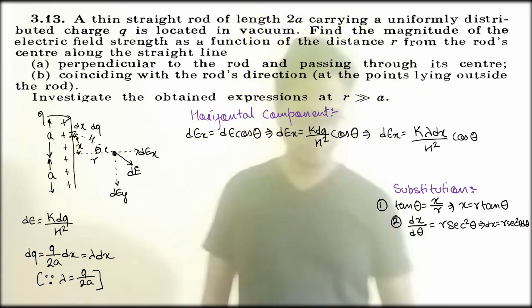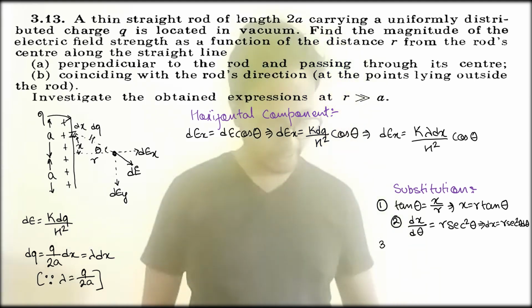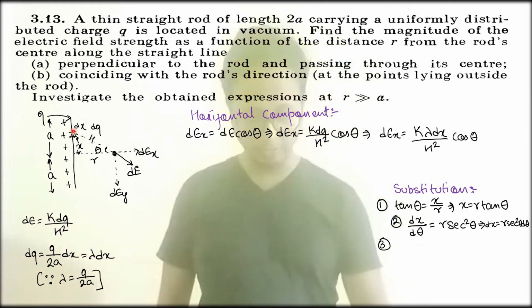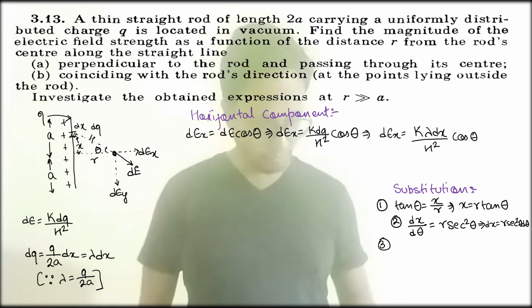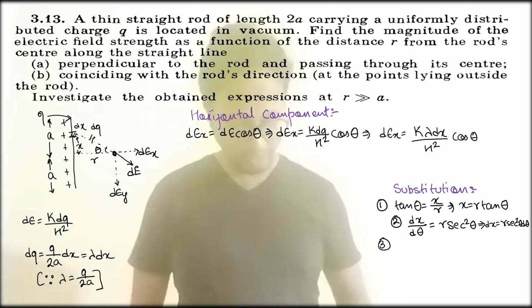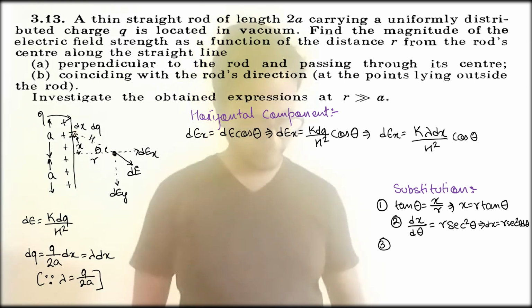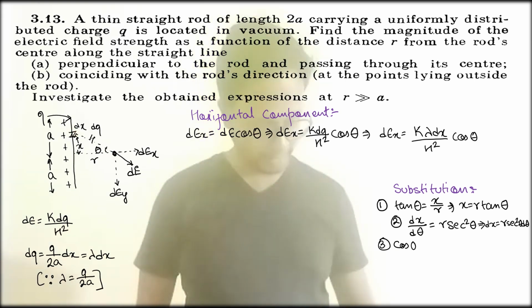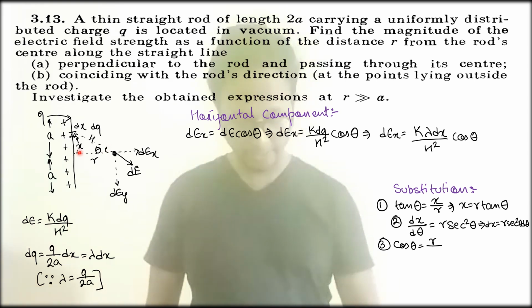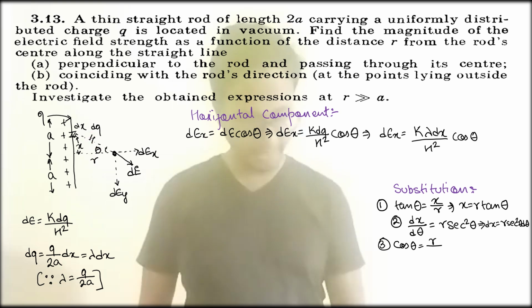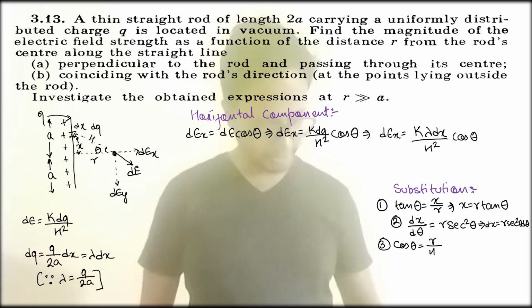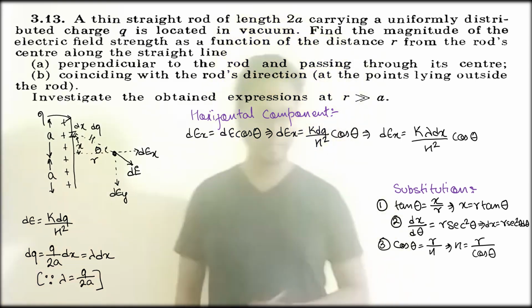Understood? And the third substitution would be, I have to convert this hypotenuse term also in terms of r. To convert the hypotenuse term, I'll say cos theta is equal to base by hypotenuse, or r by h. So h is equal to r by cos theta. Simple enough.